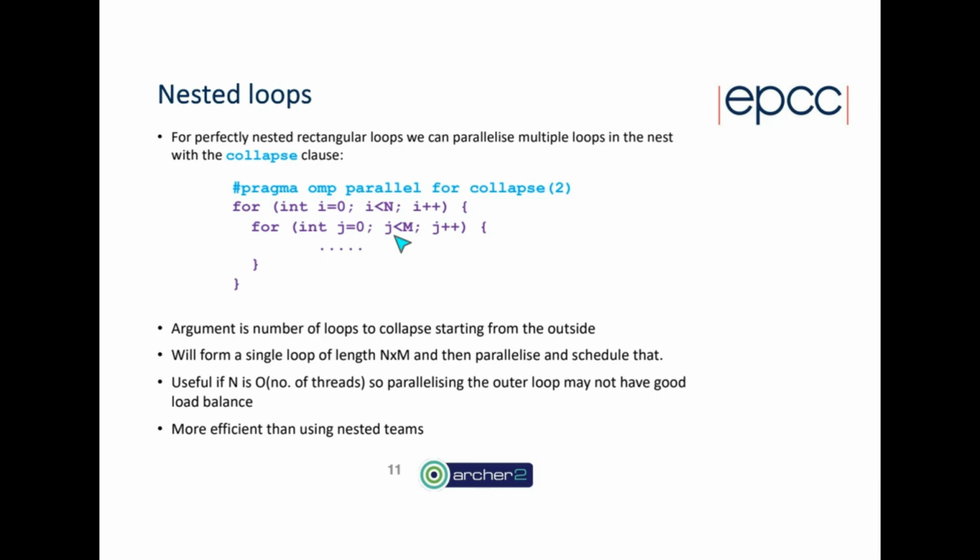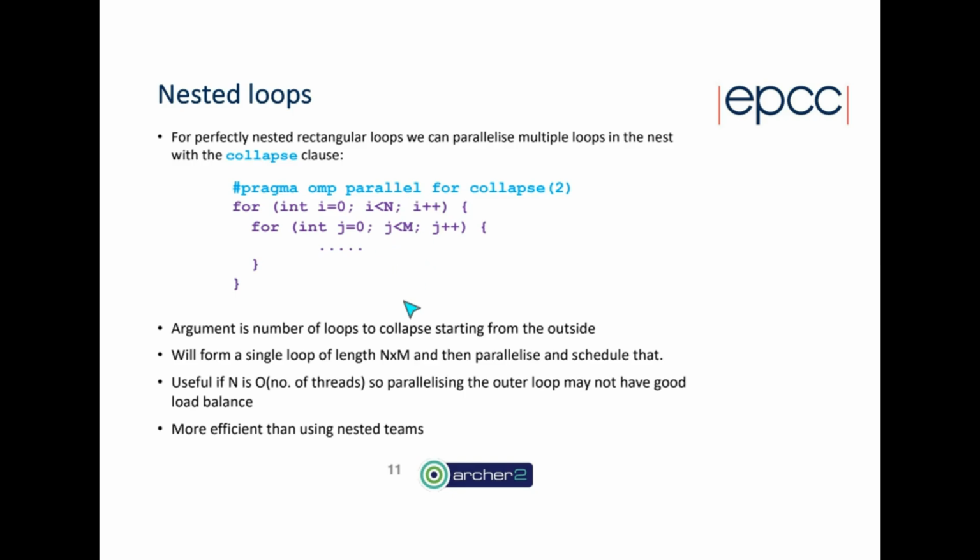But provided we're perfectly nested and rectangular, then we can parallelize both loops across a team of threads by using the collapse clause. The argument to the collapse clause is the number of loops you want to parallelize, counting in from the outside. Because you might have other loops inside here which you don't want to parallelize, for example. So you might have a nest of 4 loops, but you only want to do the outer 2.